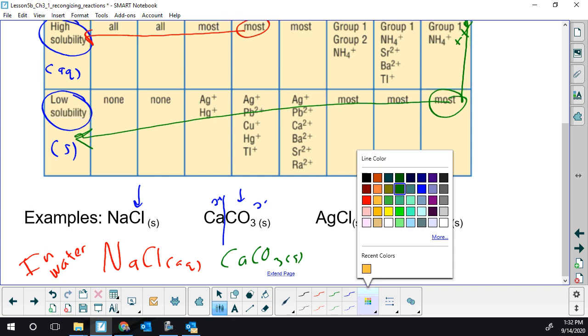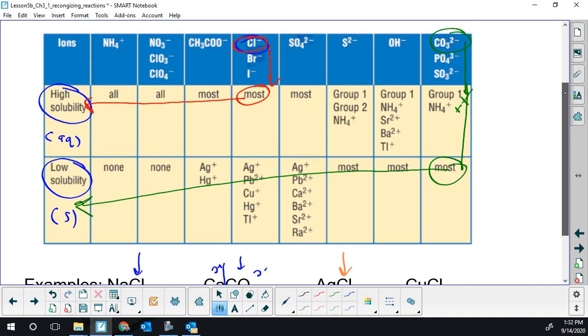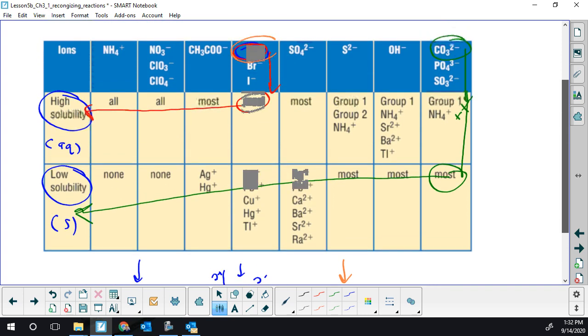Silver chloride. I've got another chloride. So I've got to start with the negative ion first. There's only 2, so the first one's the positive, the second one's the negative. So there's chloride again. Got to go down. Most things with chlorides are aqueous, except for, I've got silver right in the table now. Chloride paired with silver is going to be a solid.